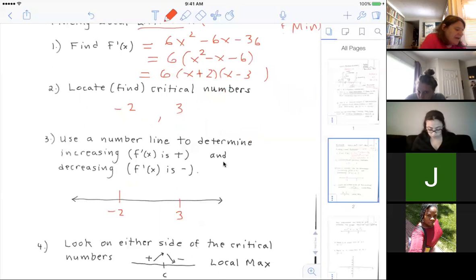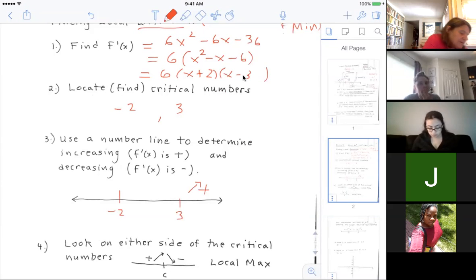I'm going to test on either side. And so if I pick a number bigger than 3, up here, say 4, I'll get a positive, and 6 is positive. I'll get positives. So what that says is it's increasing. Between negative 2 and 3, say maybe at 0, that's an easy one to check. I'll get 6, 2, and negative 3.